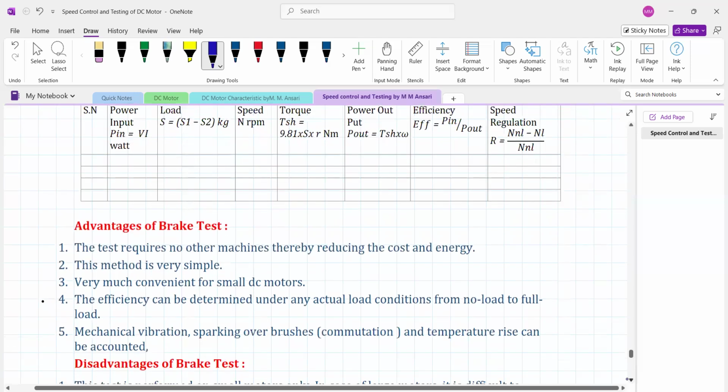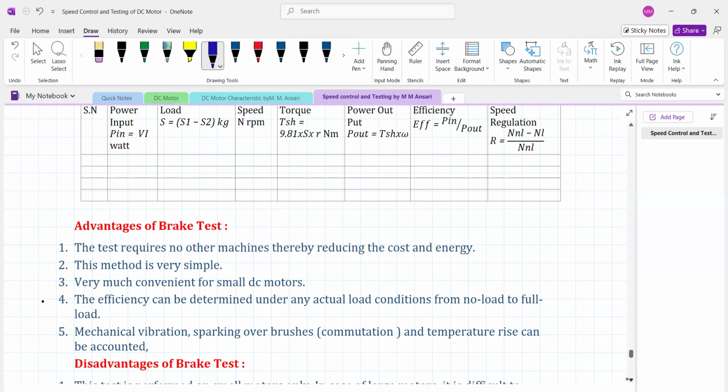Now, what are the advantages of this method? Since this method directly loads the motor, it is applicable only for small capacity machines or small capacity motors, because it requires a large amount of power, as per the rated capacity of the motor.